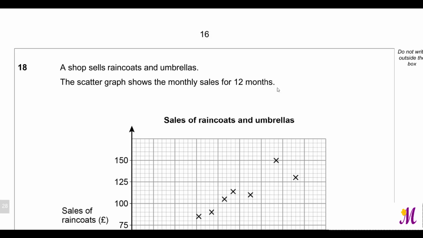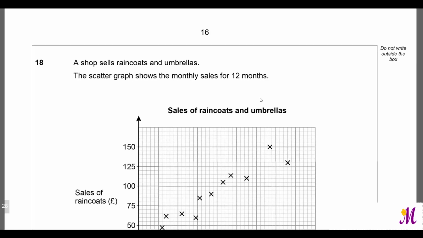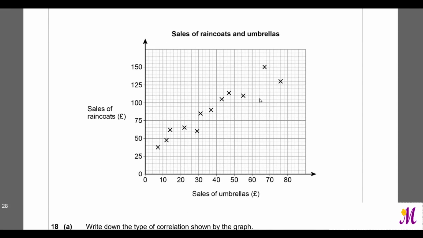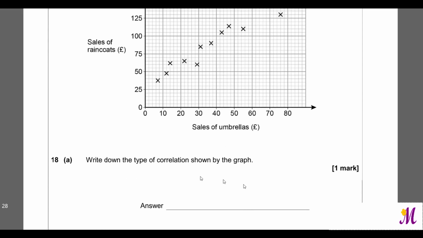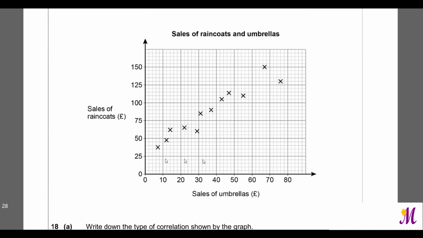Question 18. A shop sells raincoats and umbrellas. The scatter graph shows the monthly sales for 12 months. Let's see. This is our graph. It has scattered points on the graph, sales of the raincoats and sales of the umbrellas. And now the question is, write down the type of correlation shown by the graph. As you can see, the scattered points go up as they go to the right.